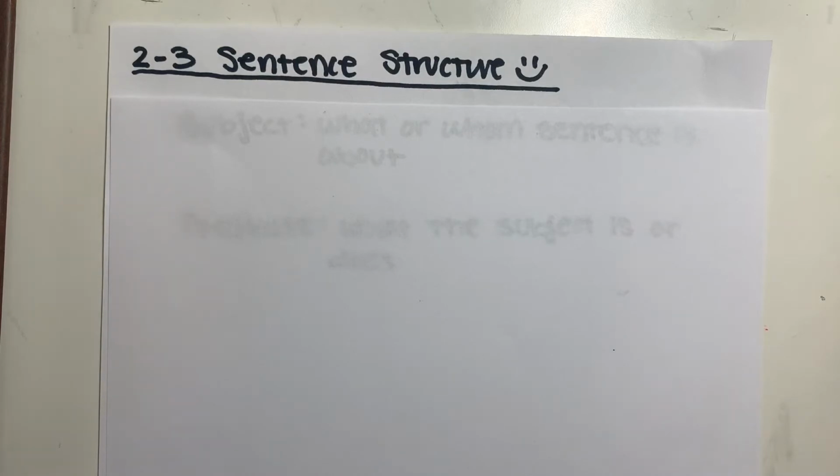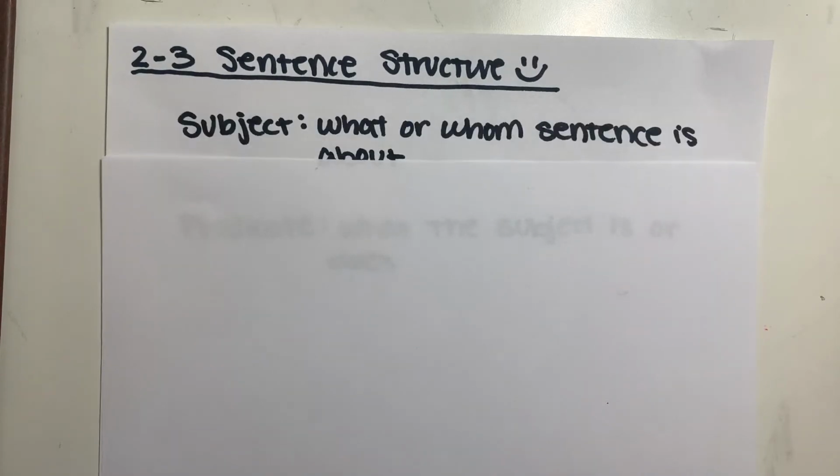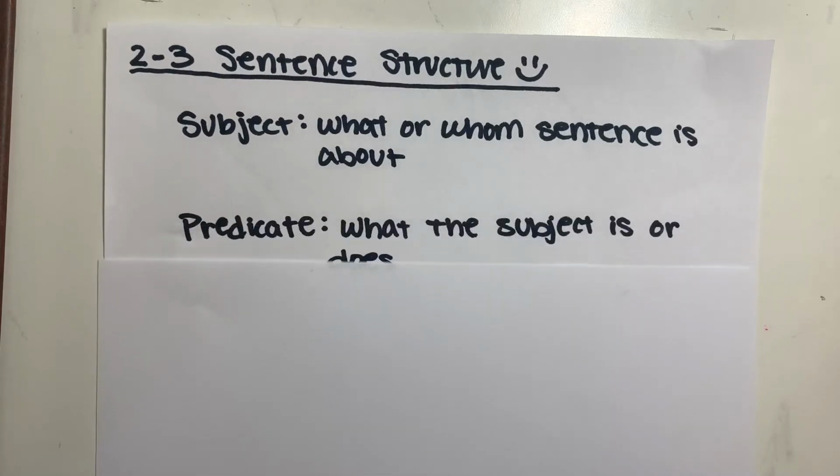So what is sentence structure? Each complete sentence has something called a subject and a predicate. A subject is what or whom the sentence is about. The predicate is what the subject is or does. Now, these definitions can be a little bit confusing, so let's take a look at some examples.